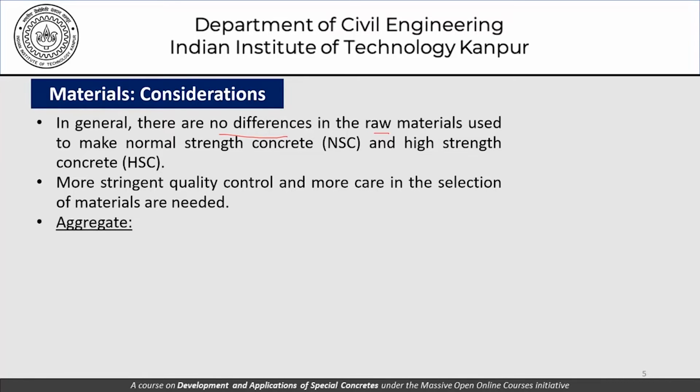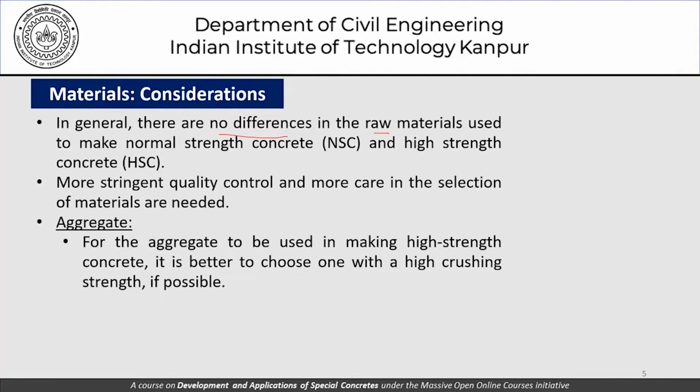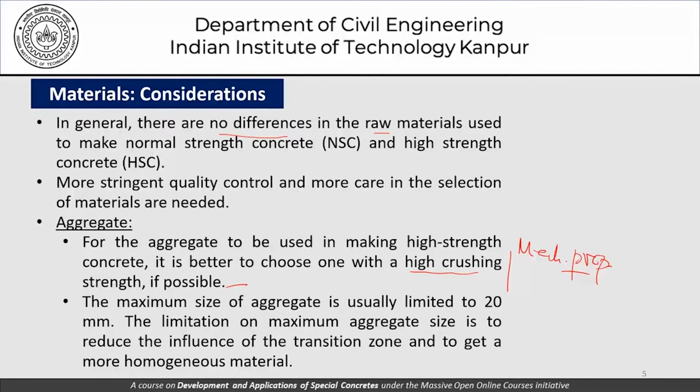As far as aggregates are concerned, we've already talked about it. For the aggregate to be used in making high strength concrete, it is better to choose one with a high crushing strength if possible. So we already talked about it when we talked in detail last slide on the mechanical properties of coarse aggregates. So here we are talking about a specific property, which calls for high crushing strength. The maximum size of aggregates is usually limited to 20 mm.